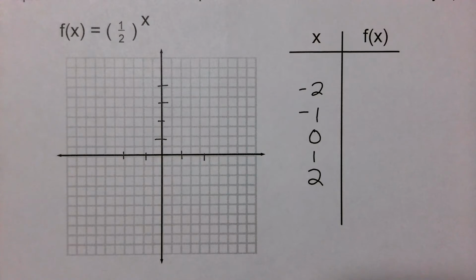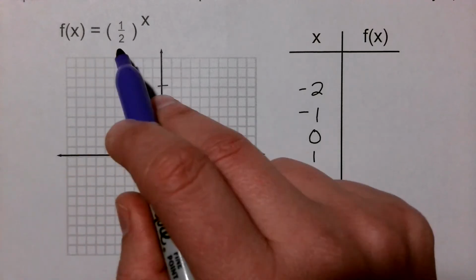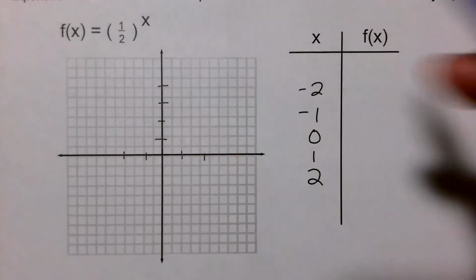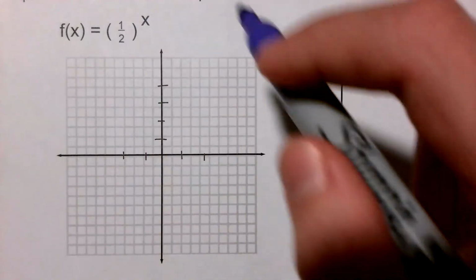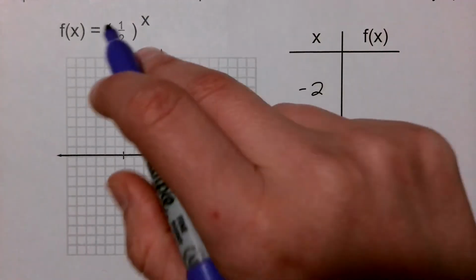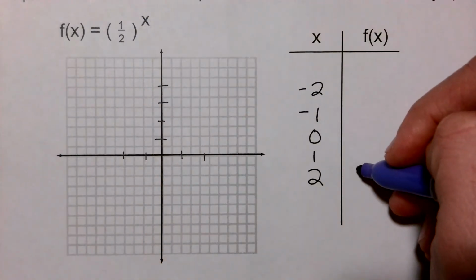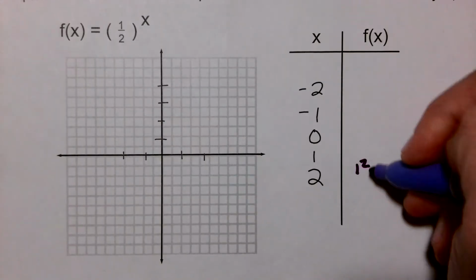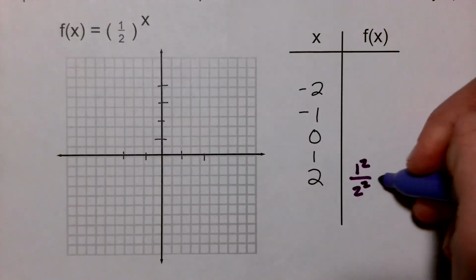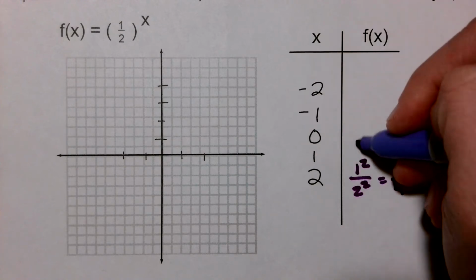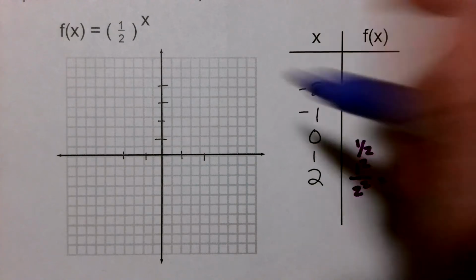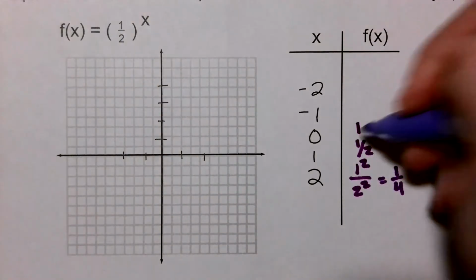But we also have situations where we are raising a number to a power, or we've got an x in our exponent, where it actually isn't going to grow. Because in this case, whenever I'm raising 1/2 to the second power, I end up with 1 to the second power over 2 to the second power, which is 1/4. Raising it to the first would just be 1/2. Anything raised to the 0 is 1.